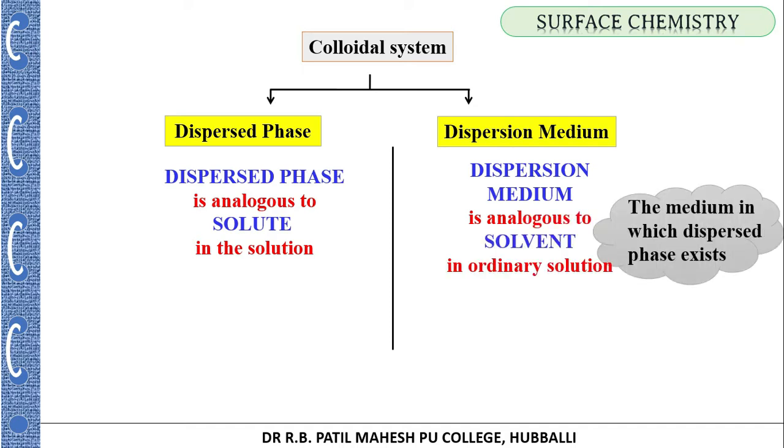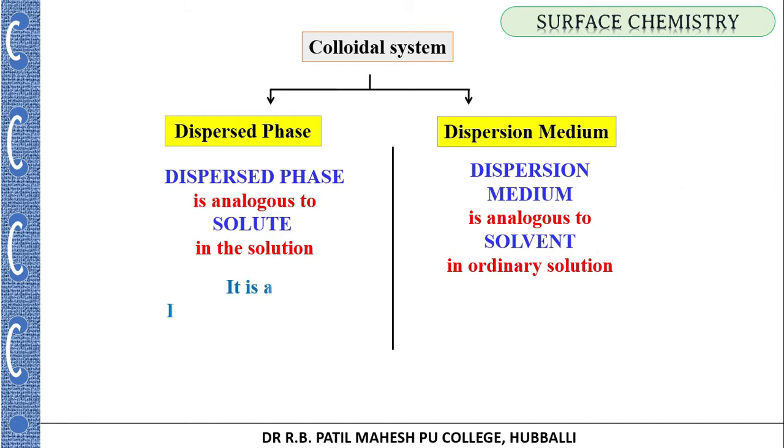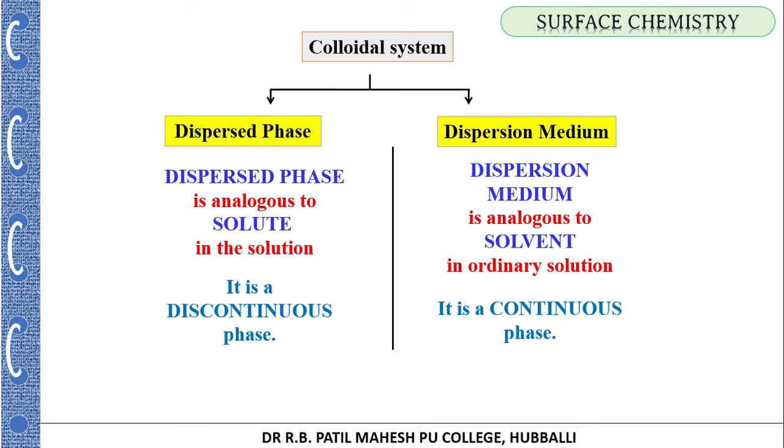The medium in which the particles are dispersed or exist. Always remember students, the dispersed phase is discontinuous. When we dissolve starch in water, we are not getting uniform concentration of starch throughout the water, hence it is discontinuous. Whereas the dispersion medium, that is water, is continuous in nature.